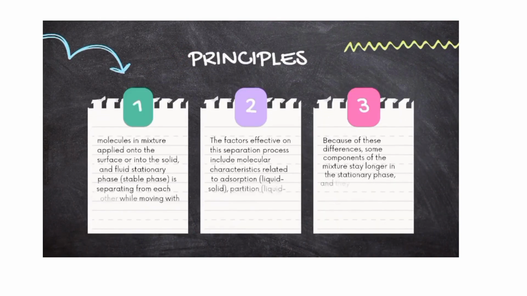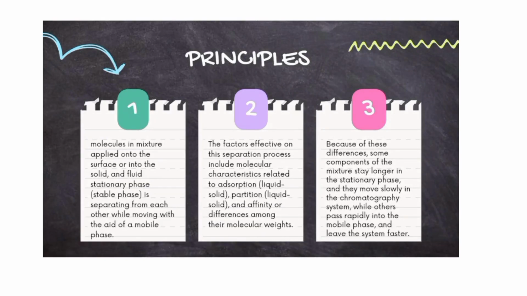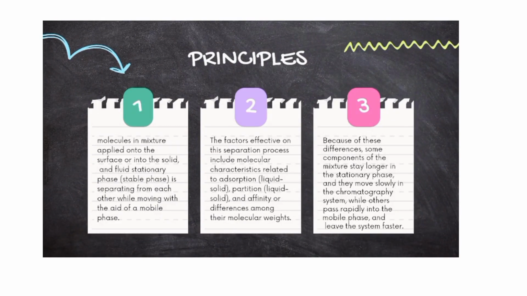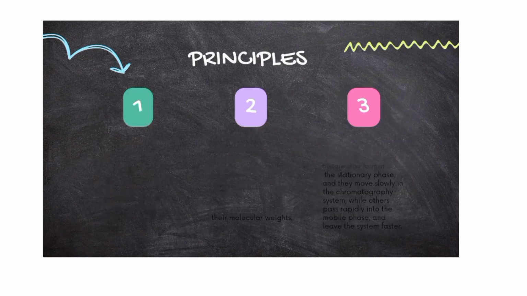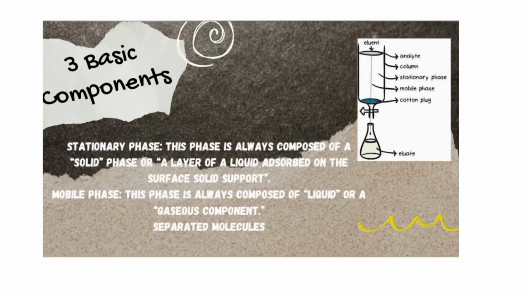Let's look at its principle. The principle of chromatography is based on the differential affinity of compounds in a mixture for a stationary phase and a mobile phase. It has 3 components: stationary phase, mobile phase, and analyte. The stationary phase is a material that remains fixed in place during the chromatographic process. It can be a solid or a liquid adsorbed onto a solid support. The choice of stationary phase depends on the specific application.